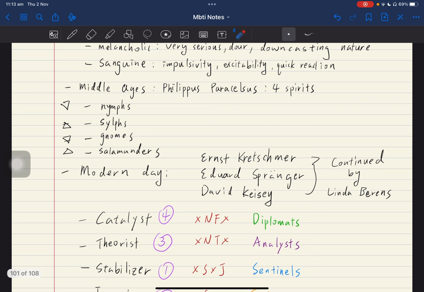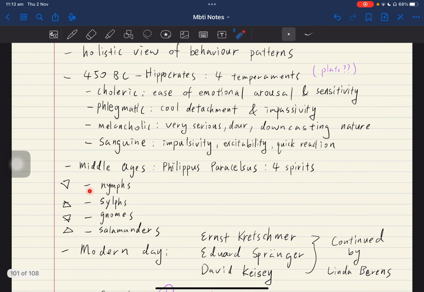And in the Middle Ages, we have Philippus Paracelsus. He also defined it; I assume he defined the 4 spirits. Those are the nymphs, sylphs, gnomes, and salamanders, which kind of correlate to these ones respectively, if you can believe it.